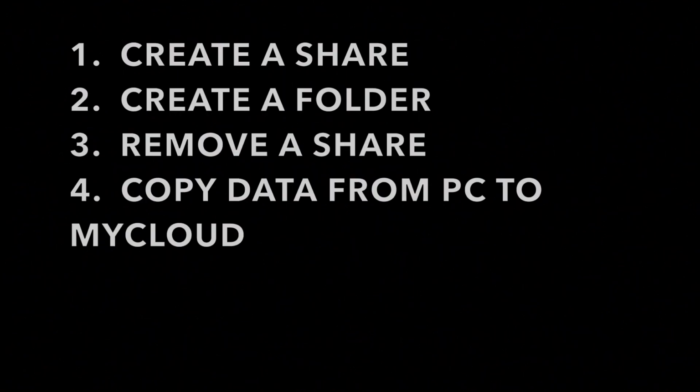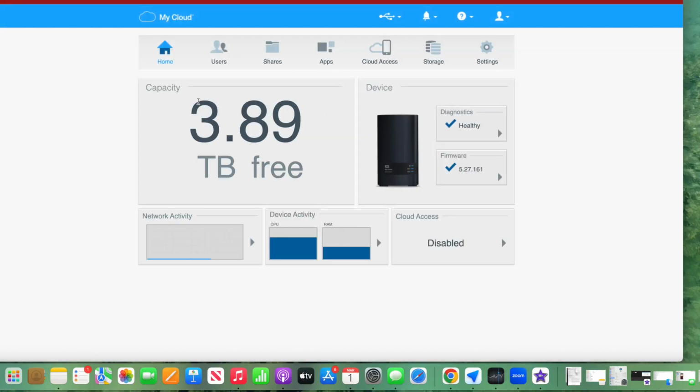Okay, now that we have our My Cloud connected, we're going to configure it. We're going to do a few things: create a share, a folder, remove the share, and copy data to the My Cloud. So I'm logged into My Cloud. I'm going to go up here to the top, Shares. Okay, we're going to click on Shares.